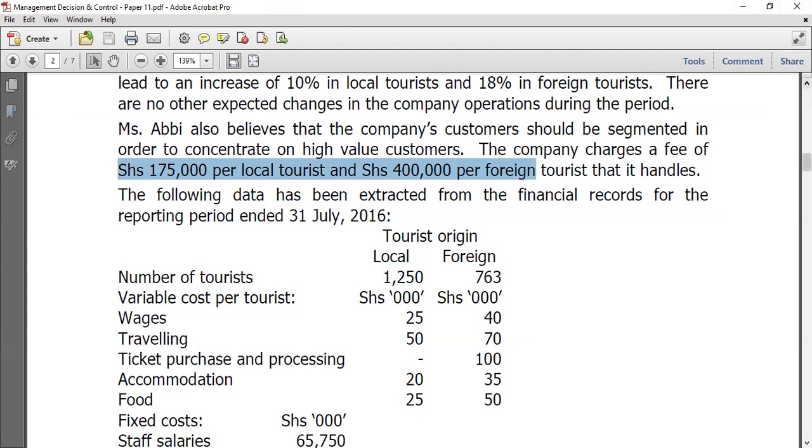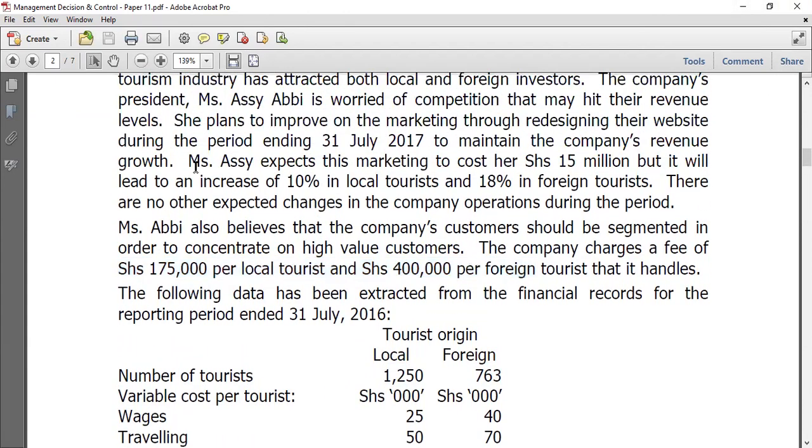Now, in case we want to determine the revenue of 2017, they have told us how this revenue will grow, okay? If you want to determine how many tourists you have for 2017, for local tourists you multiply this by 110%, because they are increasing by 10%. You can either do 10% of this value and add it, or you can just multiply by 110%. The same thing happens with the foreign ones. They said this will grow by 18%, so you can multiply this by 118%, okay? That is what you do with the revenue.